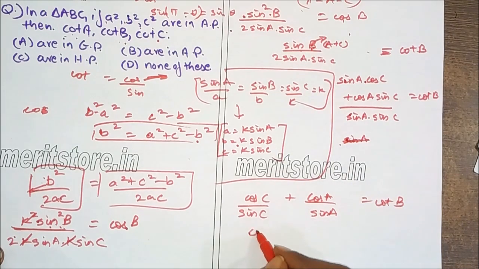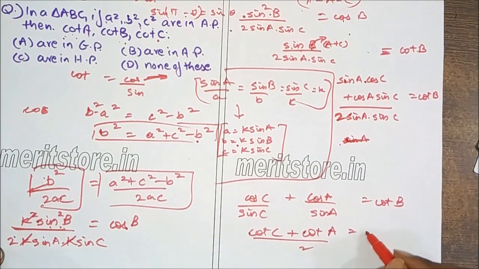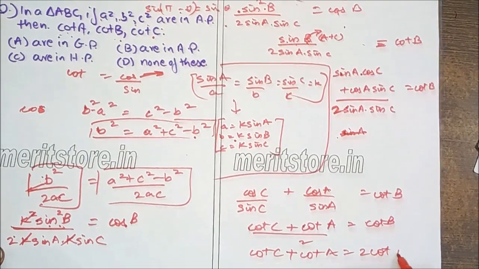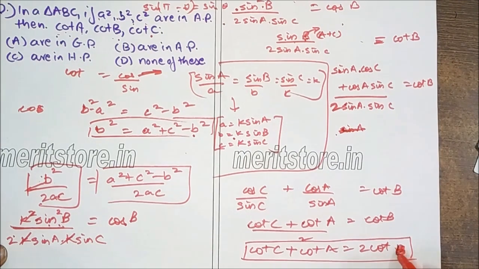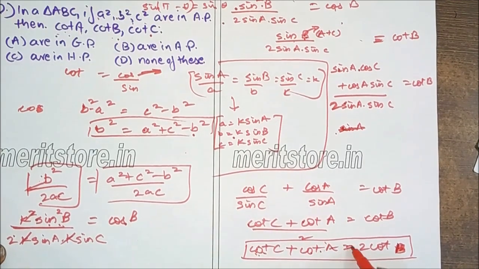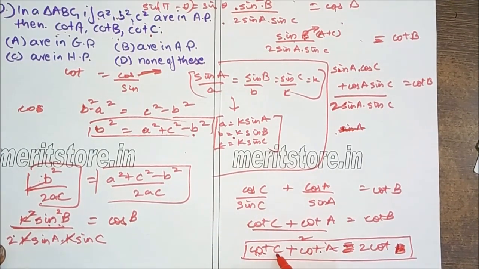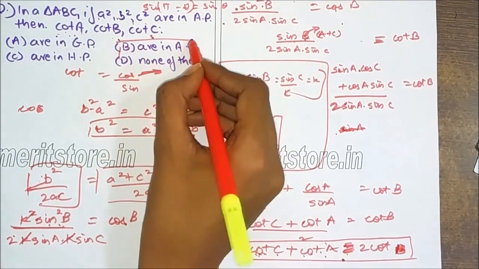That is cot C plus cot A is equal to, this is times 2 by 2, is equal to cot B. That is cot C plus cot A is equal to 2 times cot B. So we can see this expression is for arithmetic progression. Sum of two numbers is equal to 2 times the mean number, that is cot C plus cot A equals 2 cot B. So the values cot A, cot B and cot C are in AP. So the answer is B, AP.